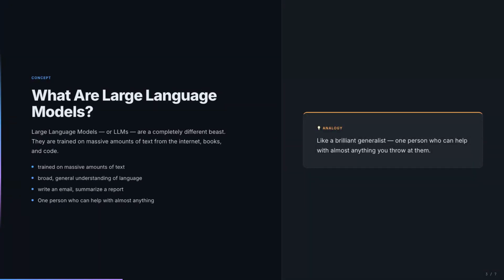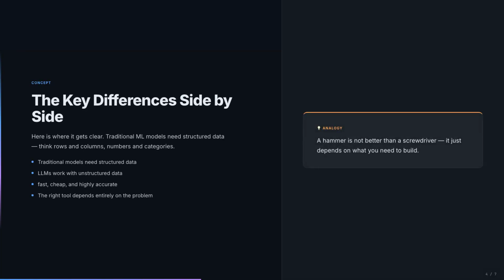Large language models, or LLMs, are a completely different beast. They are trained on massive amounts of text from the internet, books, and code. This gives them a broad, general understanding of language and knowledge. An LLM can write an email, summarize a report, answer a question, or translate a sentence, all with the same model. Think of an LLM like a brilliant generalist, one person who can help with almost anything you throw at them.